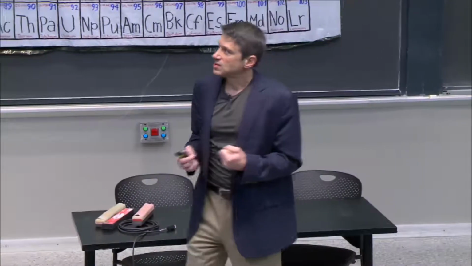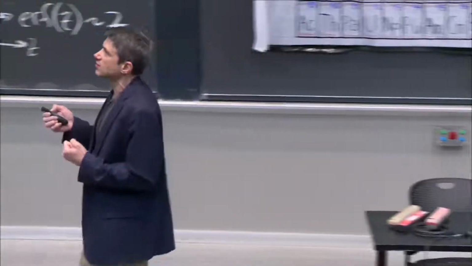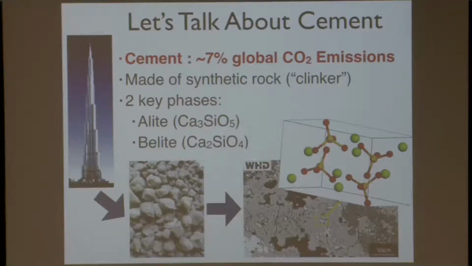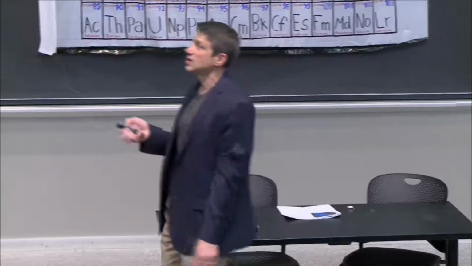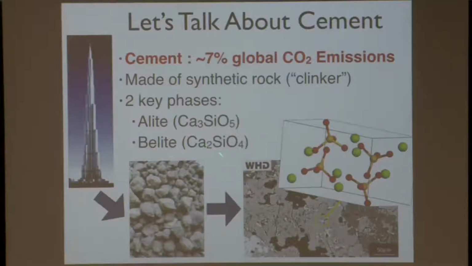Right? And so you've got to make this mixture of different types of synthetic rock. You've got to make mixtures of alite and belite. They have different names. And you might be able to make more belite, which takes less energy. You can cool your oven down by 300 C to make belite compared to alite.